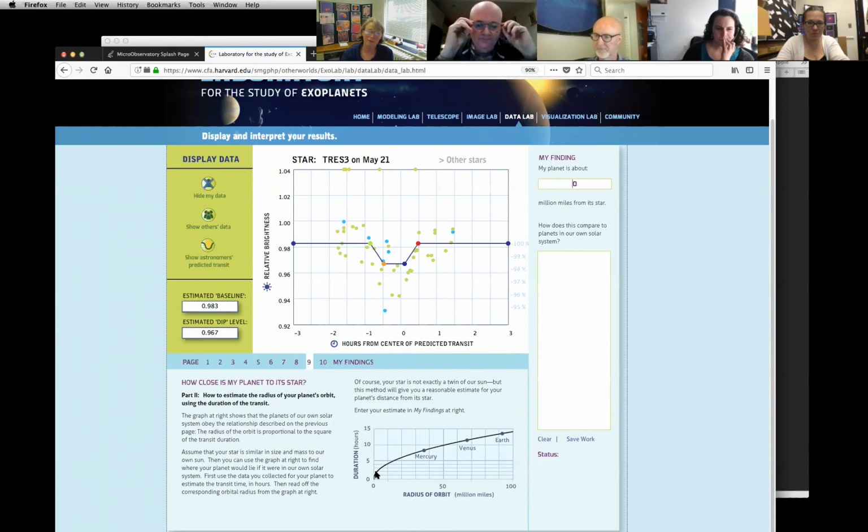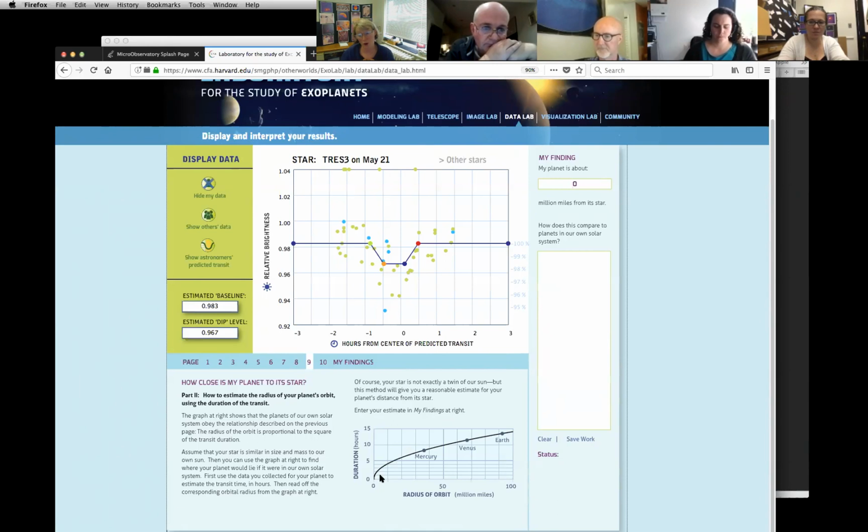This graphs out that relationship. In the teacher guide, there's another way to actually calculate it mathematically, but I forget what these kinds of graphs are called. Something graph, no, but anyway, you can just read a nomograph. You can read off the duration that you observe, which was about an hour and a half, and see that it's probably 2 million miles from its star.